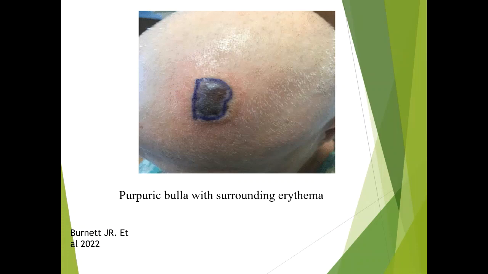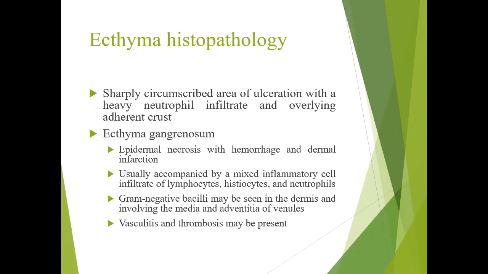This is purpura with surrounding erythema. Ecthyma, histologically, shows sharply circumscribed areas of ulceration with heavy neutrophilic infiltrate and overlying adherent crust. In ecthyma gangrenosum, epidermal necrosis can be seen with hemorrhage and dermal infarction. They are usually accompanied by a mixed inflammatory cell infiltrate of lymphocytes, neutrophils, and histiocytes. You see gram-negative bacilli in the dermis, involving the media and adventitia of venules. Vasculitis and thrombosis may be present.